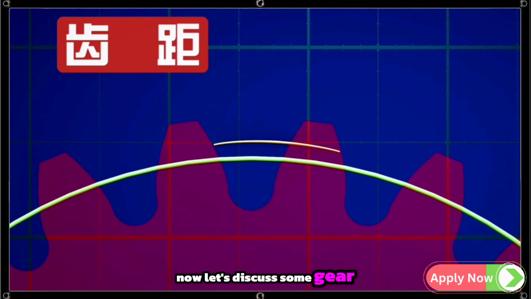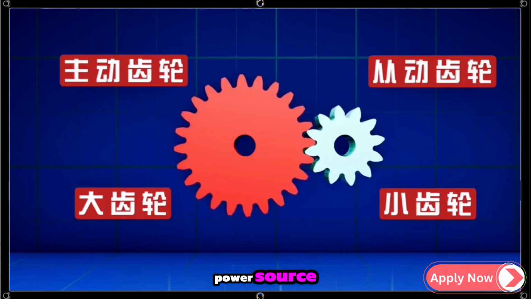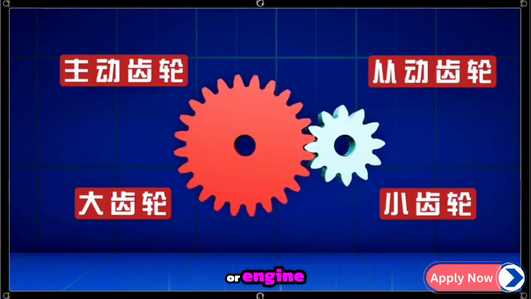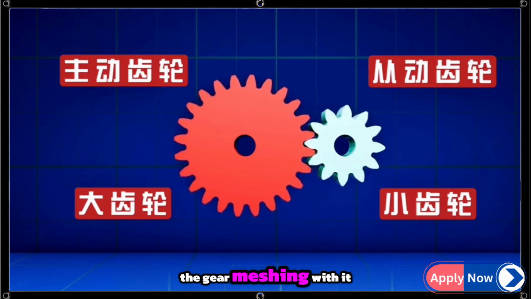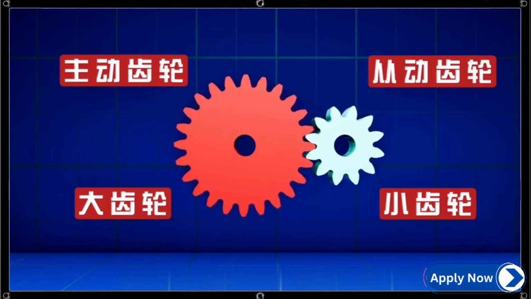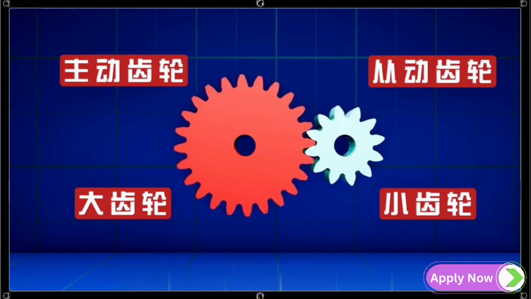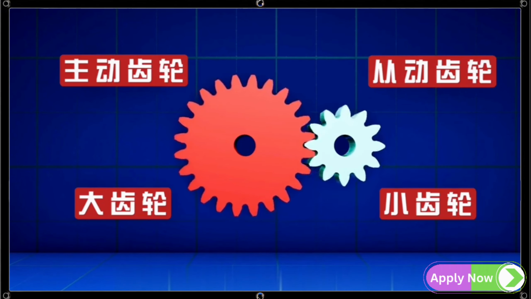Now let's discuss some gear terminology. The gear connected to a power source, such as an electric motor or engine, is called the driving gear. The gear meshing with it is called the driven gear. Between these two gears, the smaller one is called the pinion.